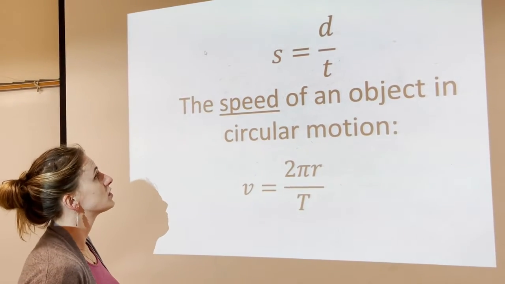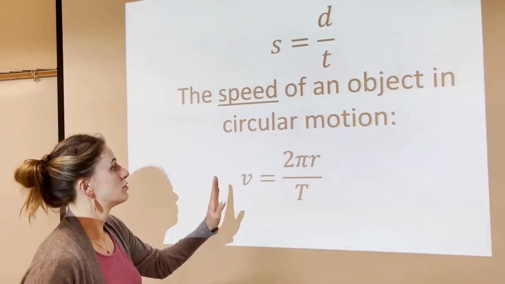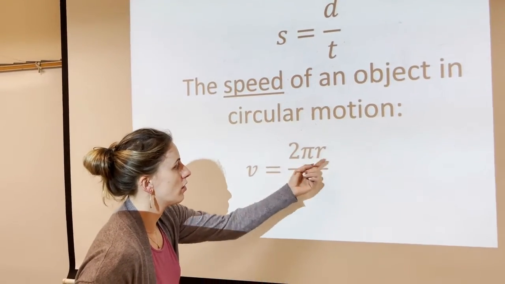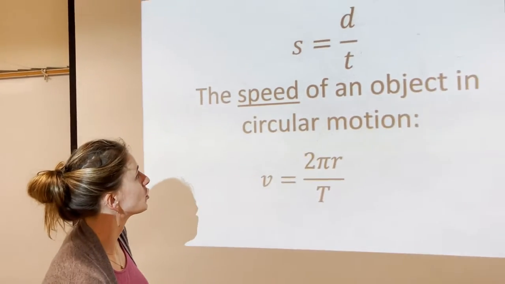Speed equals distance over time. The speed of an object in circular motion is distance over time, so 2 pi r over T. Okay, so that's the speed of an object in circular motion.